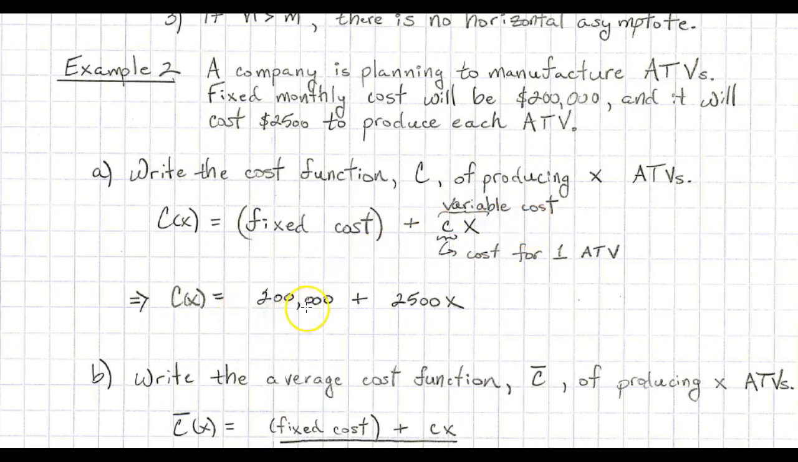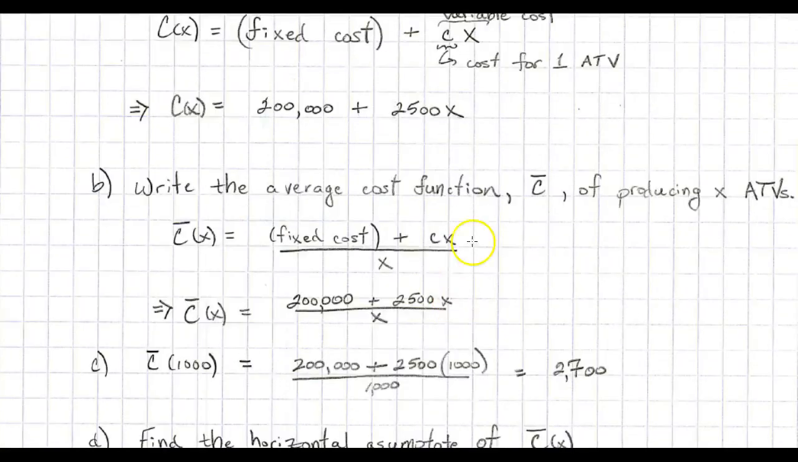So the fixed monthly cost is $200,000. The variable cost is $2,500 for each ATV, so it's 2,500 times x. This is the cost function for manufacturing ATVs. Now the average cost function is just like taking an average: you add everything up and divide by the total number. So the average cost function of producing x ATVs is the cost function, fixed cost plus variable cost C of x, divided by the number of ATVs, x. In this case, the average cost function is 200,000 plus 2,500x, divided by x.